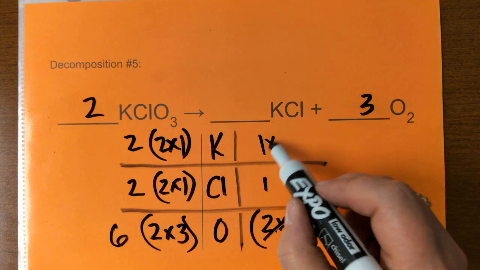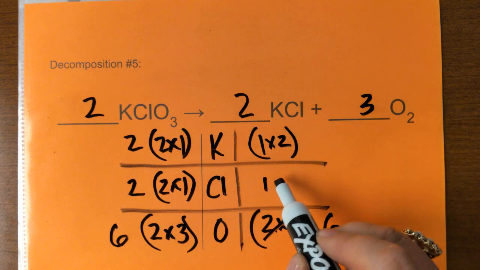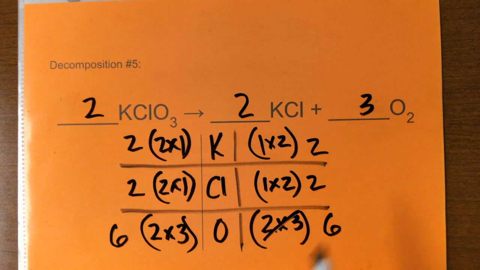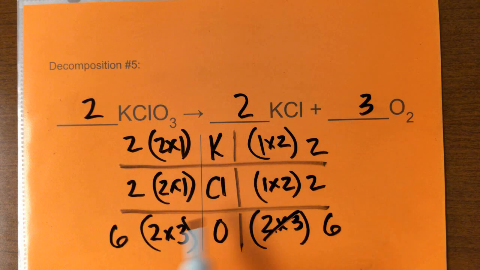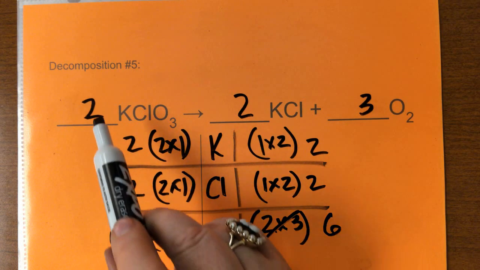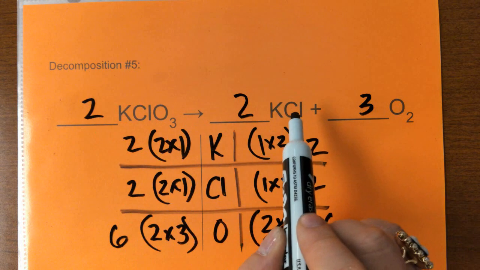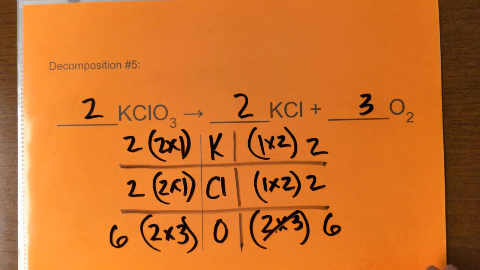So I need to multiply this side by 2. Find potassium. It not only changes potassium, but it changes chlorine as well. All my numbers match up on both sides. 2 potassium, 2 potassium. 2 chlorine, 2 chlorine. 2 times 3 is 6 oxygen. 3 times 2 is 6 oxygen.